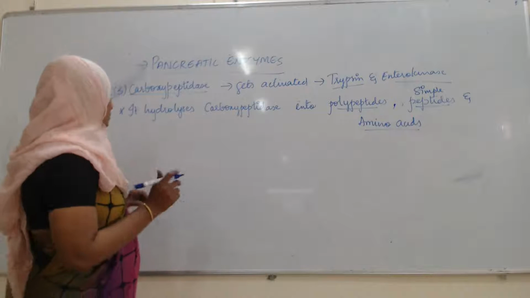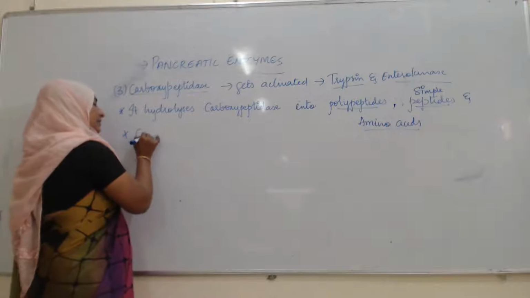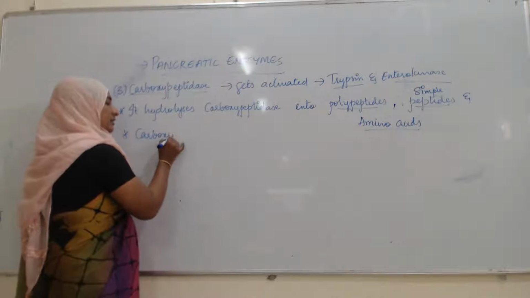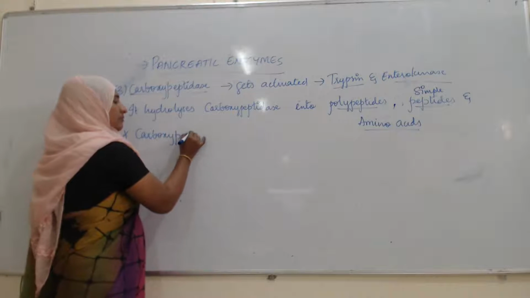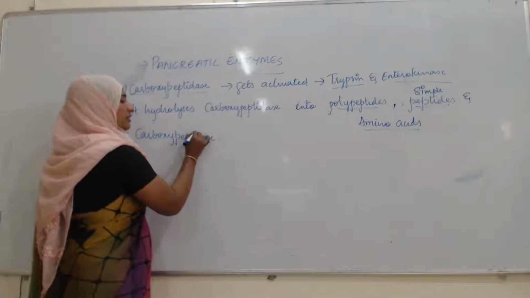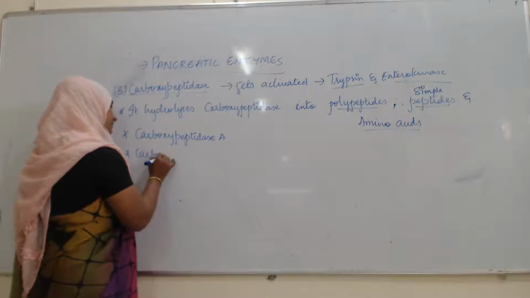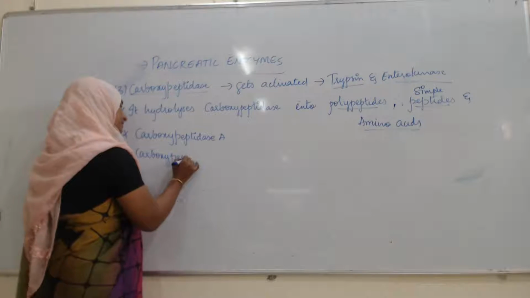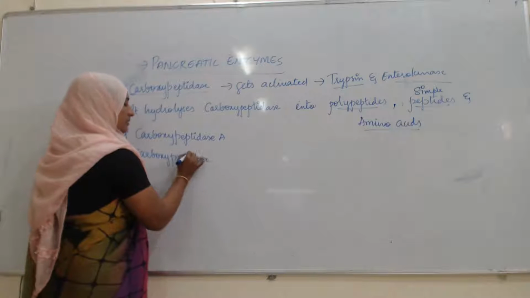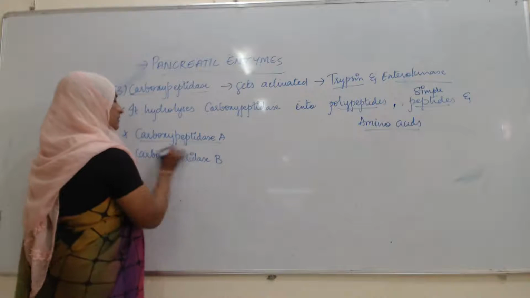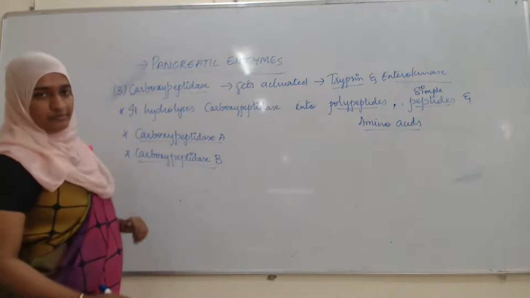So the next thing, there are two carboxypeptidases. What are they? Carboxypeptidase A and one more, carboxypeptidase B. There are two types.